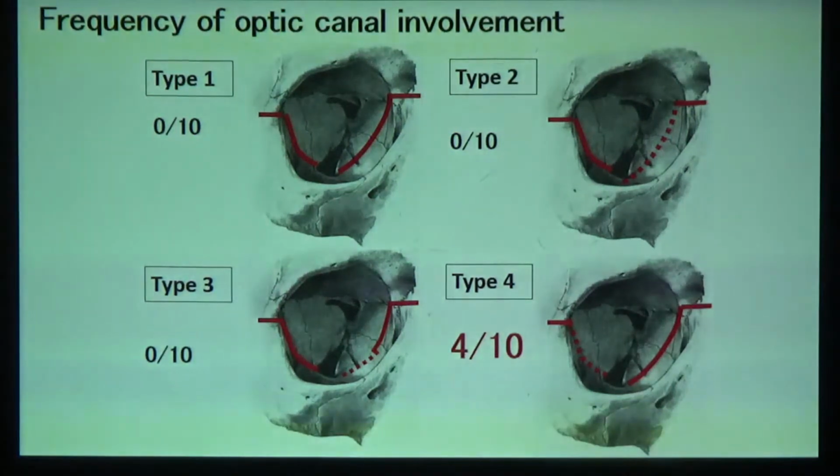For each of the 4 types of osteotomy, we evaluated the frequency of optic canal damage. For type 1 to type 3, nothing happened with any of the 10 skull models. However, for type 4 osteotomy, with 4 out of 10 skulls, the optic canal developed fracture.